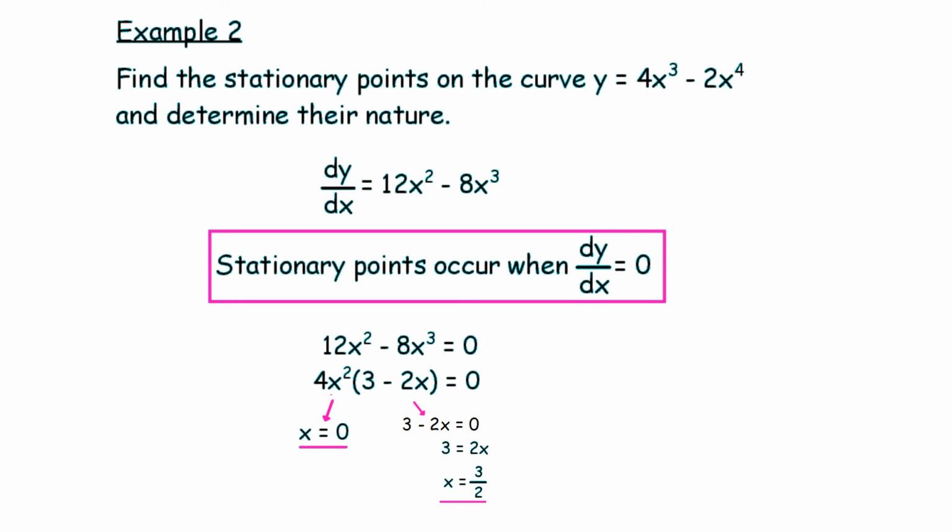This question has got a difficult part in it because it's got a fraction, but again, if you follow the same process and don't worry too much about the fact it's a fraction, the numbers won't work out as nicely, but we'll still be following the exact same process. So now that we've got our x values, we need to get our y values. So what we do is we sub in our 0 and our 3 over 2 into the original equation.